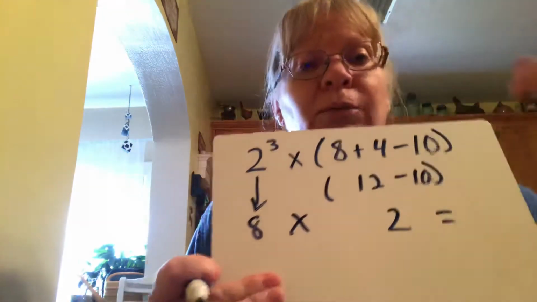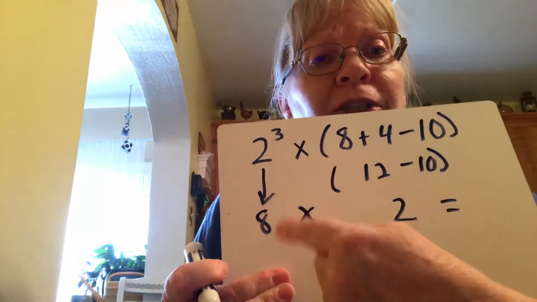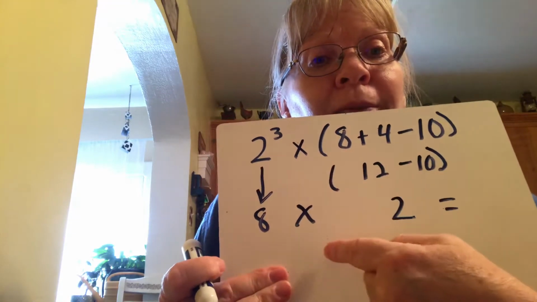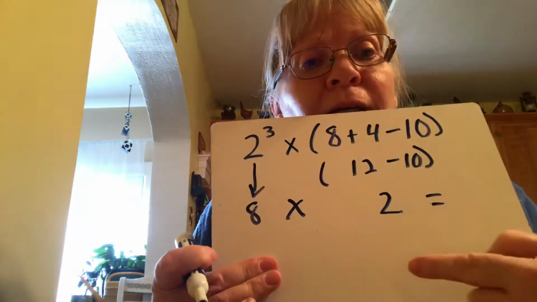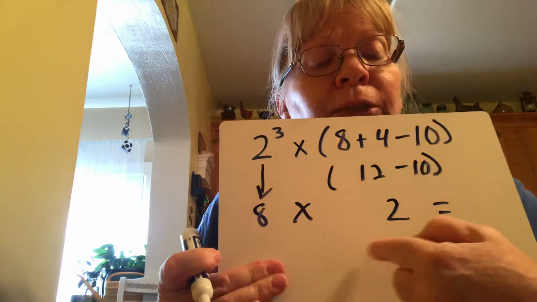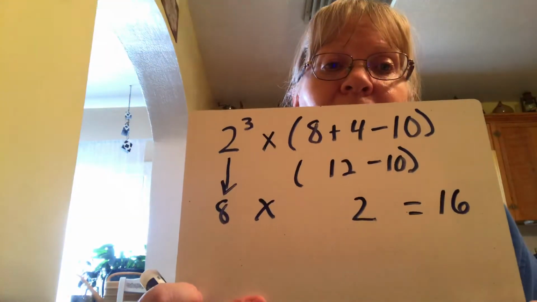And then I can multiply these. So I changed this to an 8, and I bring down the multiplication sign. This all equaled 2. 8 times 2 equals 16. And that is the answer to that problem. Okay? All right, let's do another one.